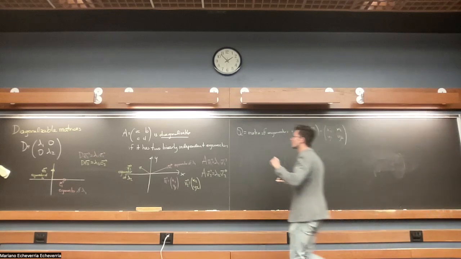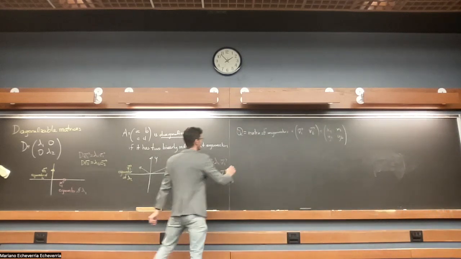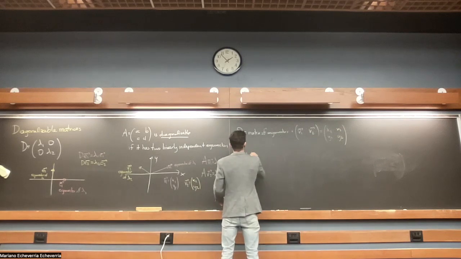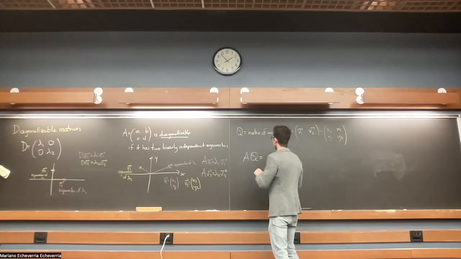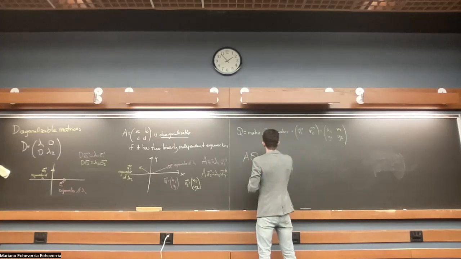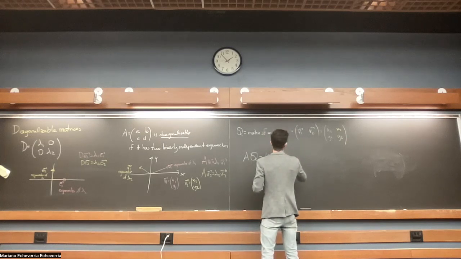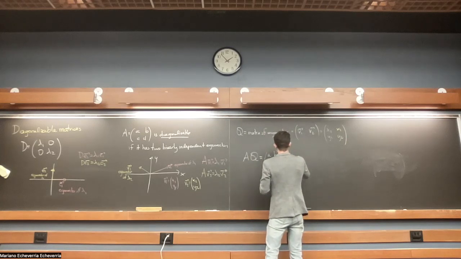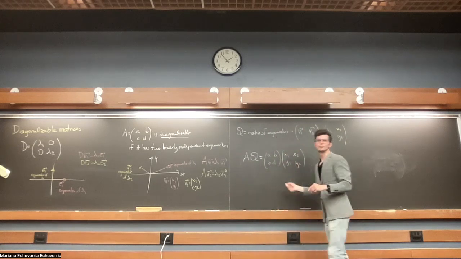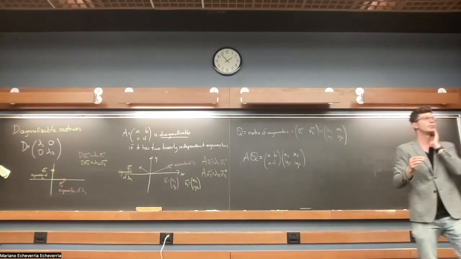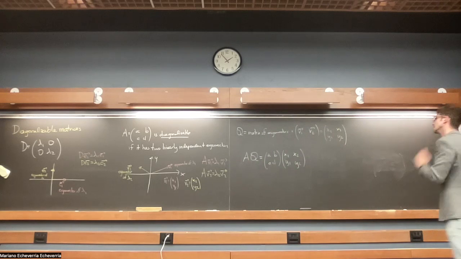So if you do the product, it's kind of an easy check, but if you do A times Q, let me write it. You can verify the algebra. It's a fun exercise to do. This is going to be a 2x2 matrix, because it's a product of 2x2 matrices.